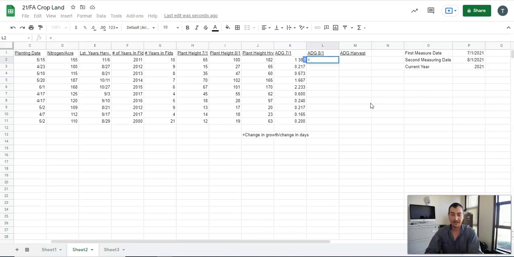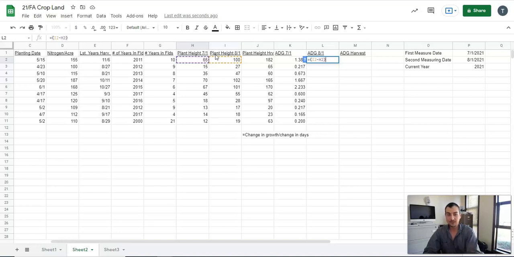To calculate average daily gain on August 1st, we're actually going to be looking at how much that plant grew between July 1st and August 1st. So the height of that plant on August 1st is now our new growth. So we're going to highlight that. Is this going to change? Yes, as we go through each row, it changes. Minus, what was the original height? Well, the old height was 65 inches back on July 1st. We're just comparing July to August to see how much it grew over the course of the month.